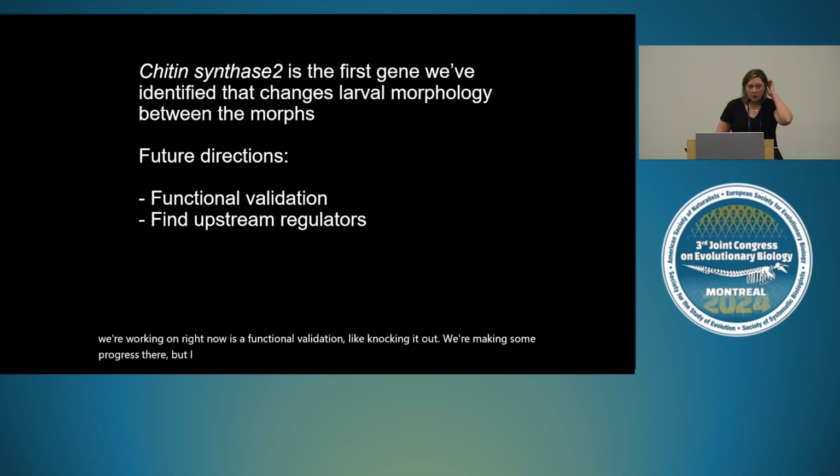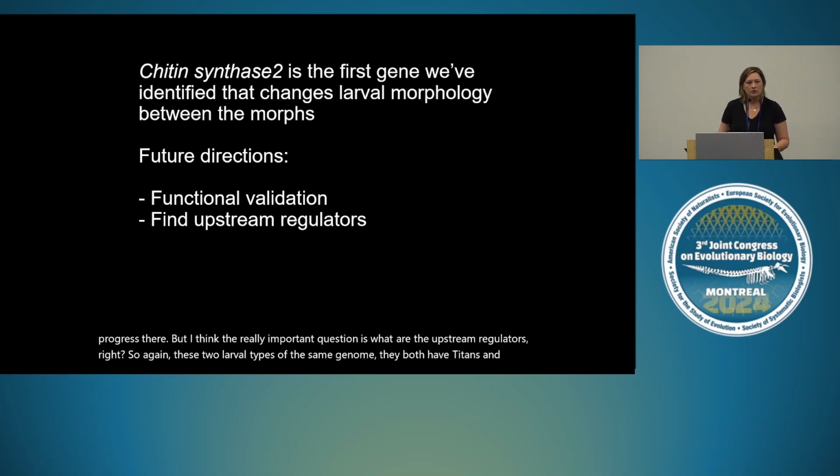But I think the really important question is, what are the upstream regulators, right? So again, these two larval types have the same genome. They both have chitin synthase 2, but what is turning it on in one morph and not in the other, right? So this is the exploration that we're really interested in going forward. And we have a number of different approaches that you'll have to stay tuned for because we don't know yet.